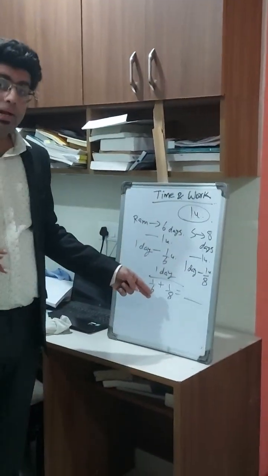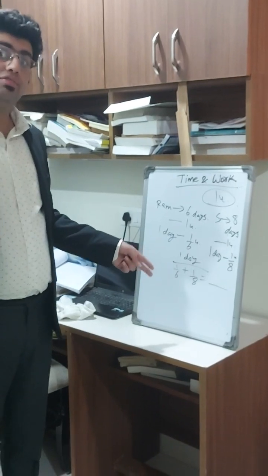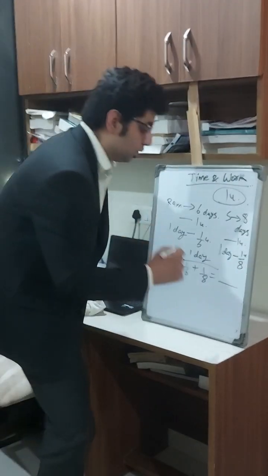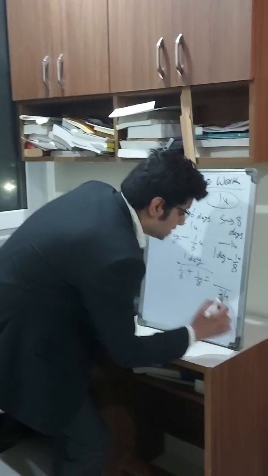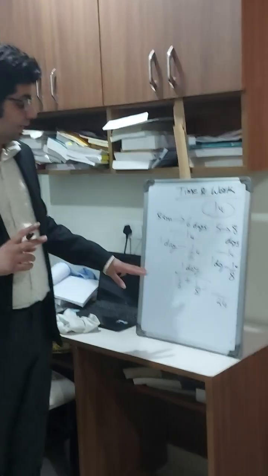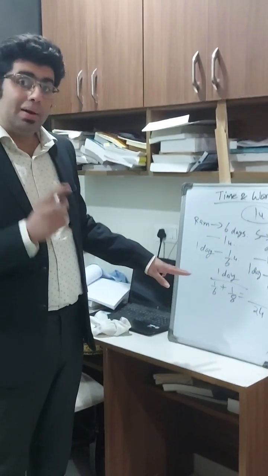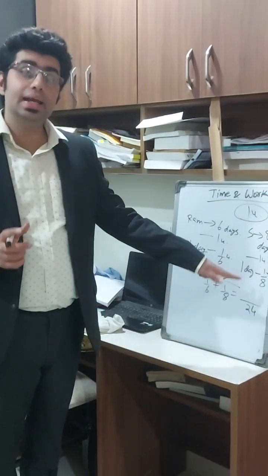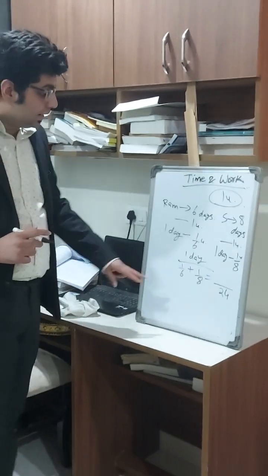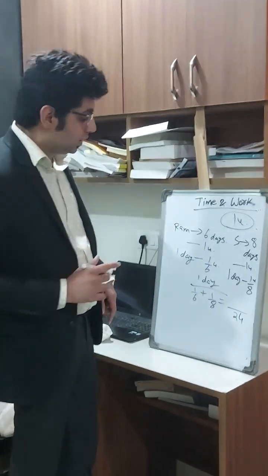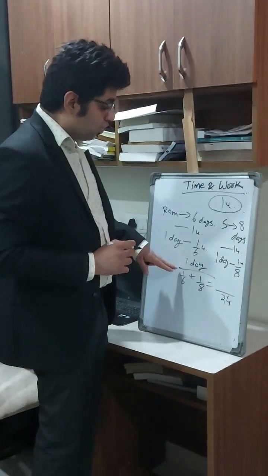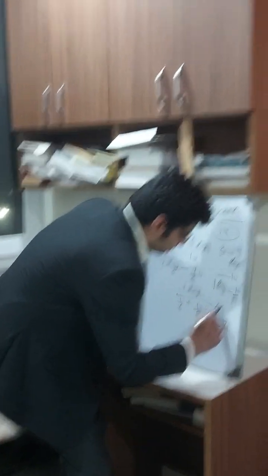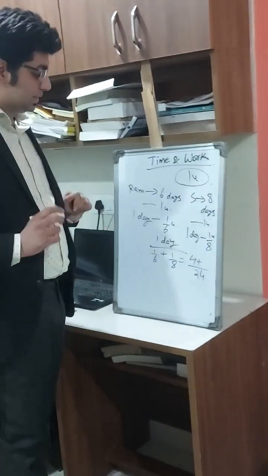And 8's multiples are 8, 16, 24. So 24 is the lowest common multiple because it is the lowest multiple which is common to both 6 and 8. Now 6, how many times is 24? 6 fours are 24. So 4 multiplied by 1 is 4, plus, because the plus sign is there in between.